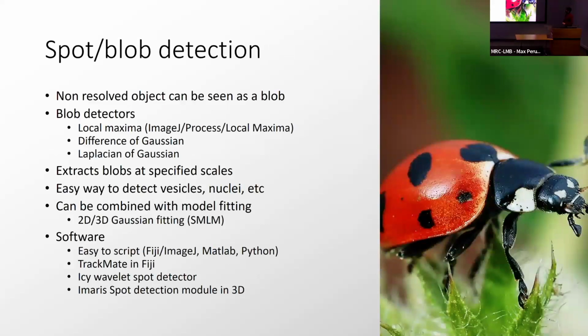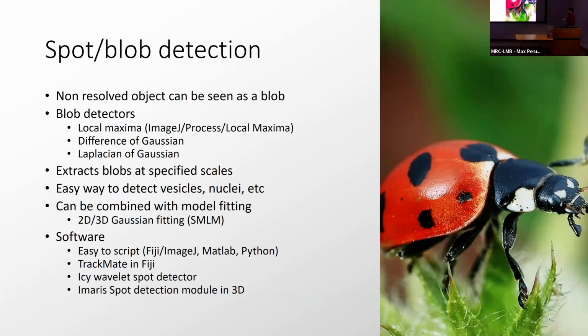A next topic is spot and blob detection. Here the blob is anything which is more or less isotropic without any specific feature. Often in microscopy, we have a lot of blobs, because we have a lot of objects which are non-resolved, very small, without any specific shape. So blob detection happens often, and there are different ways of implementing a blob detector.